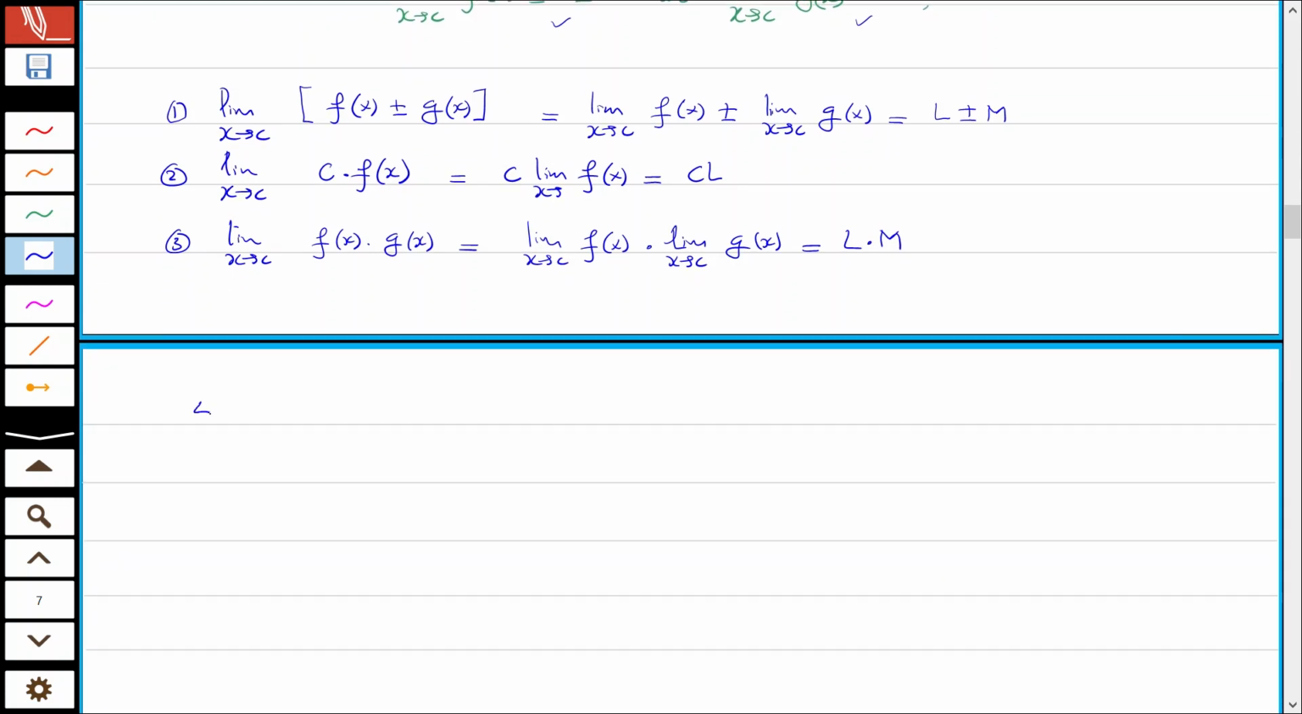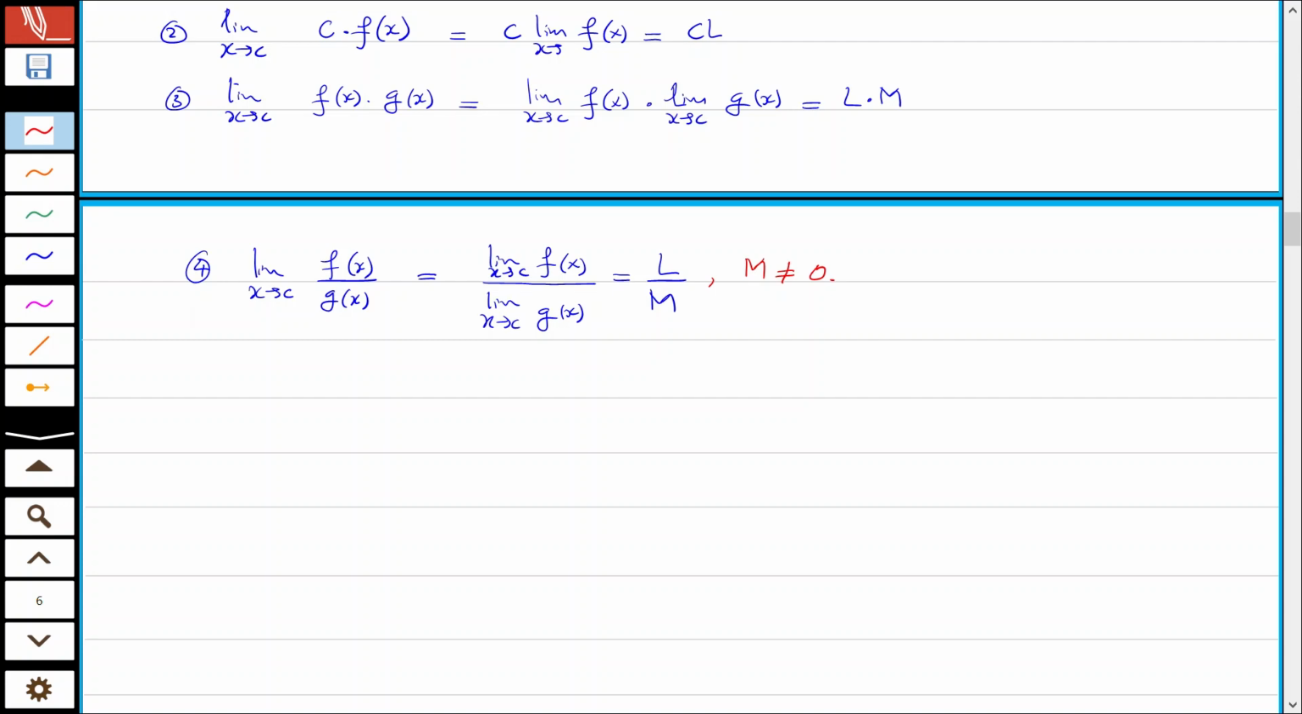Similarly, the limit of the quotient f of x divided by g of x equals the limit as x approaches c of f of x divided by the limit as x approaches c of g of x, provided the limit of g as x approaches c is not equal to 0, because otherwise we would be dividing by 0. This would be equal to L divided by M. Let's emphasize that here, provided M is not equal to 0.